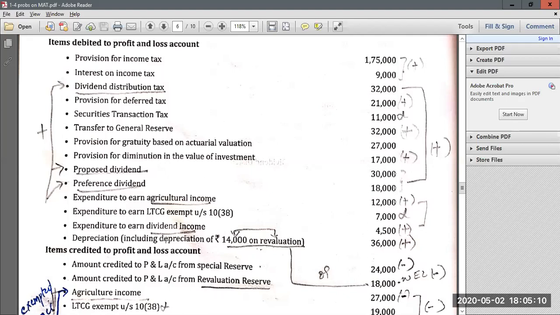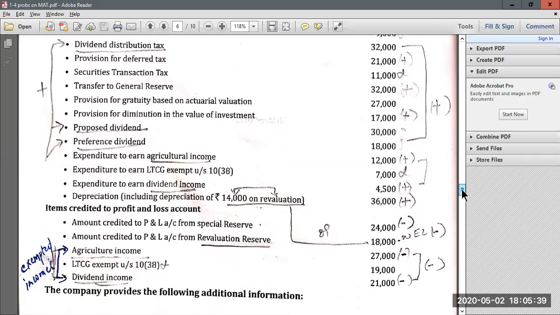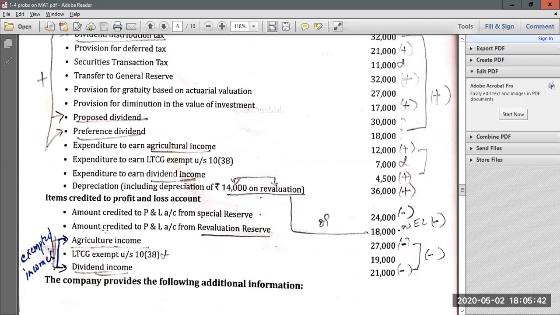Then depreciation, including depreciation of 14,000 on revaluation. So this is depreciation including depreciation on revaluation, 36,000. Depreciation including depreciation on revaluation of assets, you have to add. Then depreciation excluding depreciation on revaluation you should deduct. That means this 36,000 you should add, because it includes 14,000 on revaluation. Then from this 36,000 you have to deduct 14,000, and the balance amount you should deduct from net profit as per the P&L account. Then they have given certain items which they have credited.